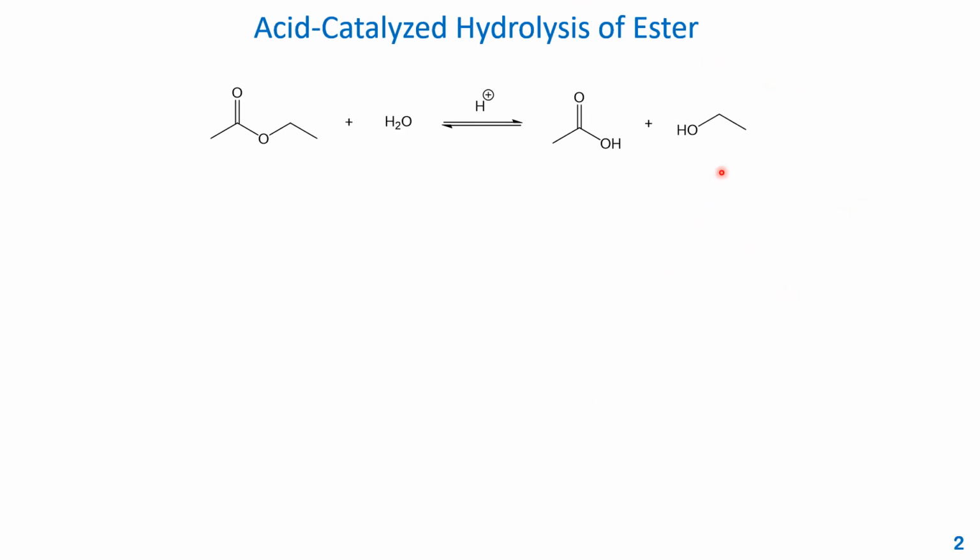Now let's talk about the hydrolysis of ester. This is basically the opposite of esterification. So if we have already the ester, like I use the ethyl acetate again as an example, react with water, and you also need acid as a catalyst. And then this will produce carboxylic acid and alcohol.